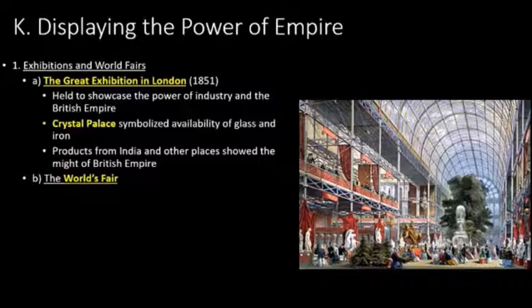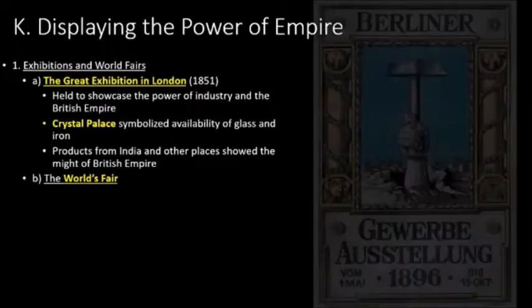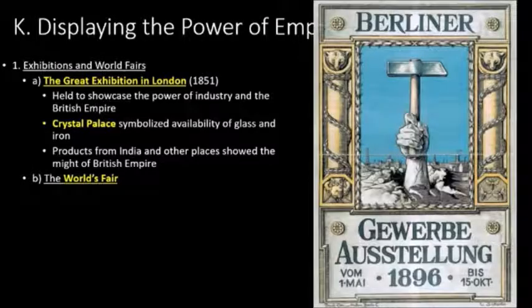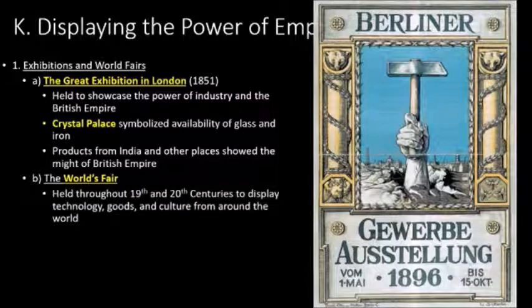Sometimes they're called world exhibitions, sometimes World's Fairs, but basically they were held in huge cities all over the world. For instance, here's an advertisement for the World's Fair in Berlin, which happened in 1896. These were held throughout the 19th and 20th centuries to display the technology, goods, and culture from around the world. They were very popular, and people from around the world ran to see them. If you could afford to go to one, it was truly extraordinary.